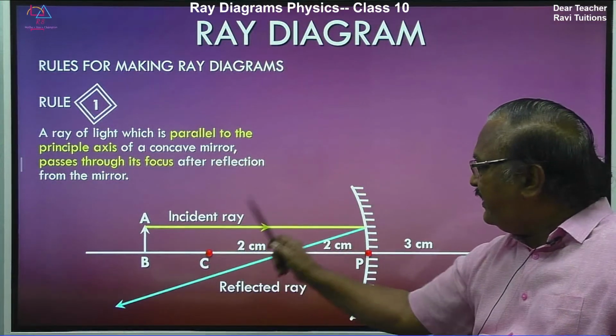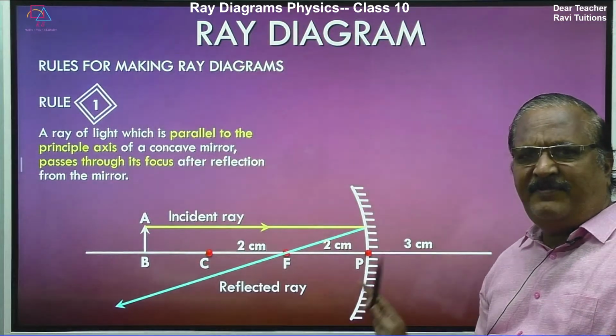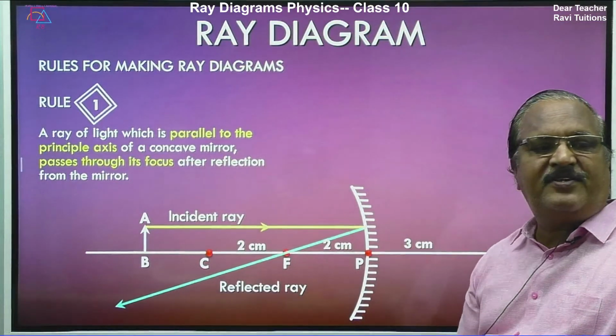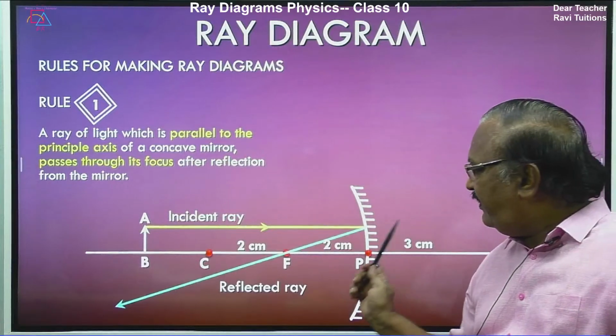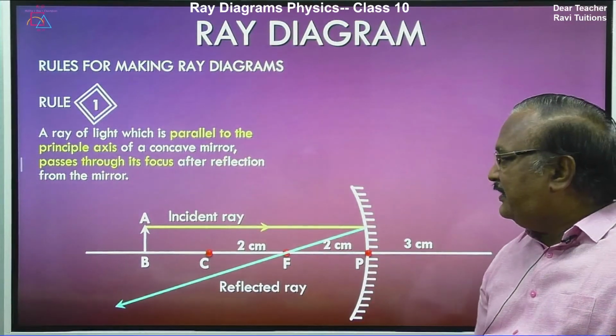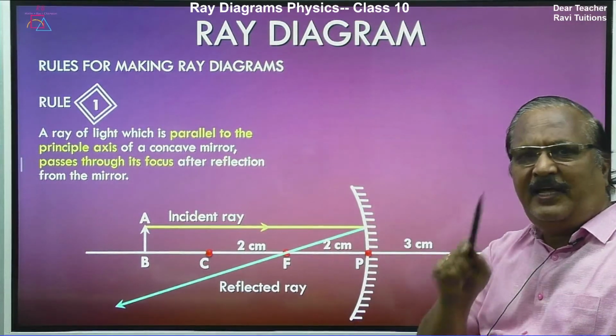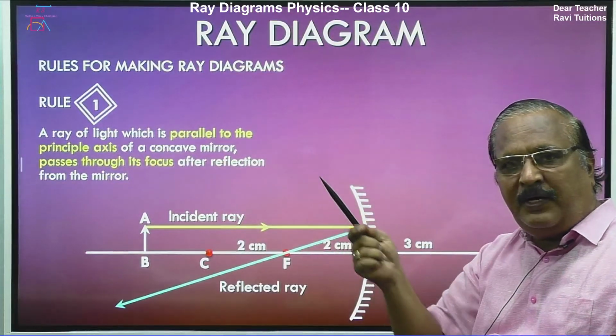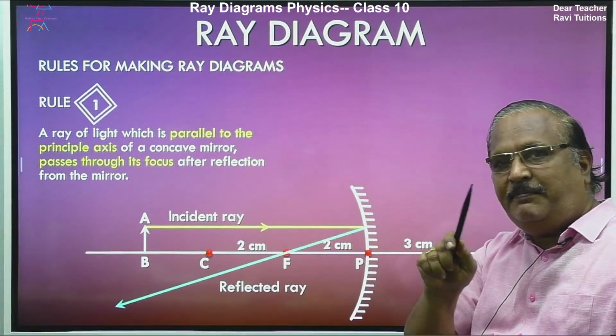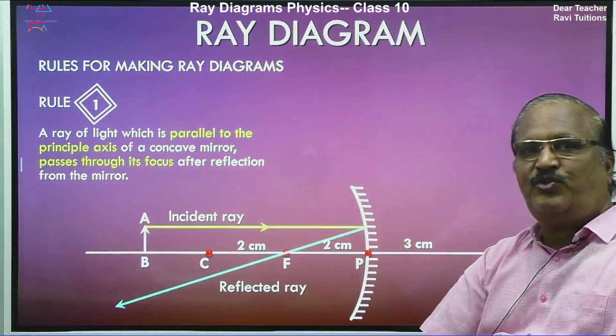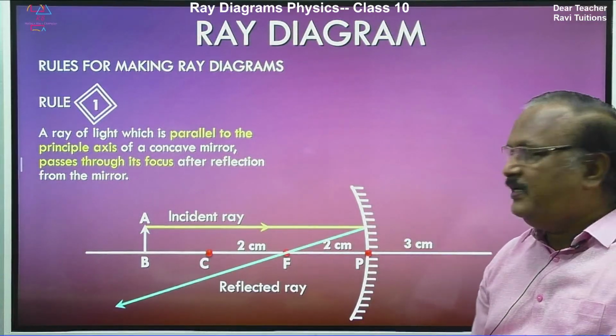So if the entire setup is proper, everything will be parallel and you can easily draw. So this is the first rule. Any parallel line will reflect through the focus. Okay.